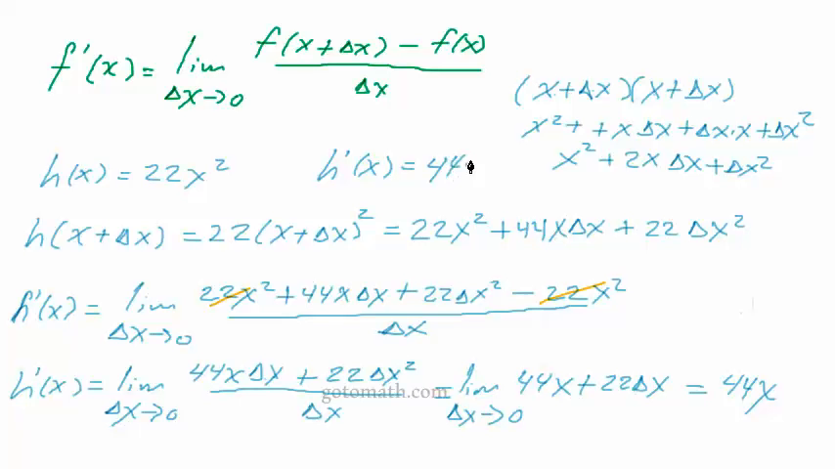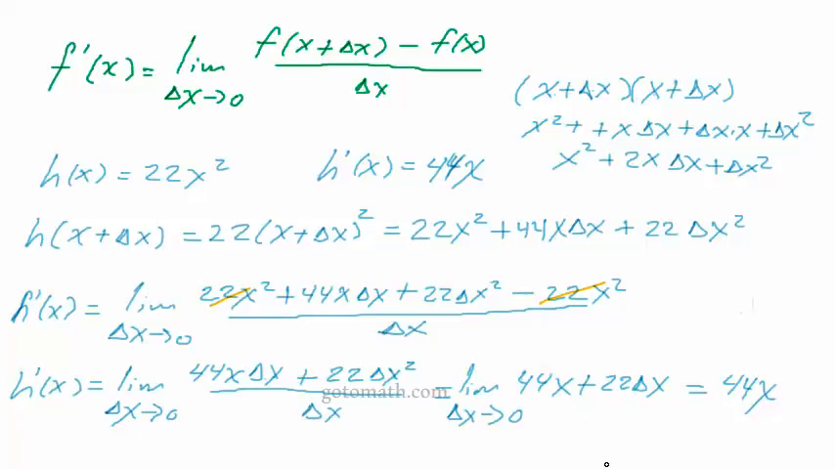We're going to be doing a lot of this in the rest of calculus, and we're not going to be doing it like this. We've got shortcut methods. So h prime of x is equal to 44x. Now take a look at this. We have a 22 out front. We have a 2 right here. I wonder where that 44 comes from.